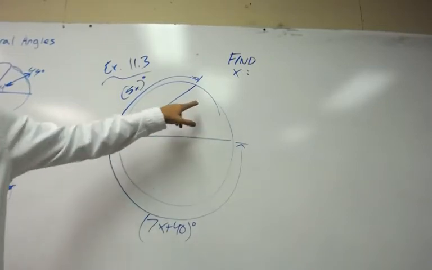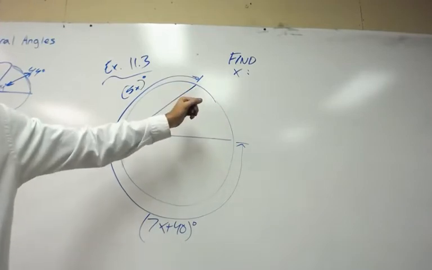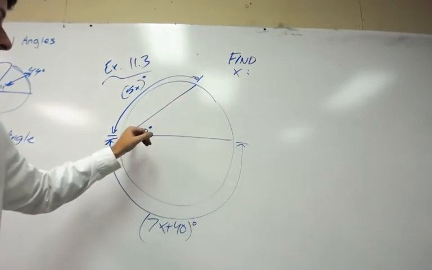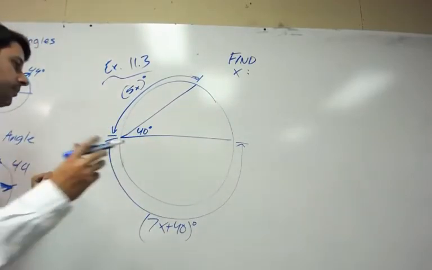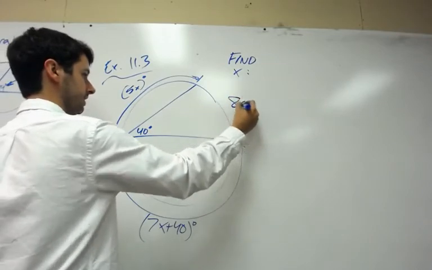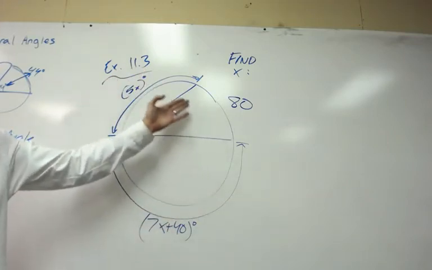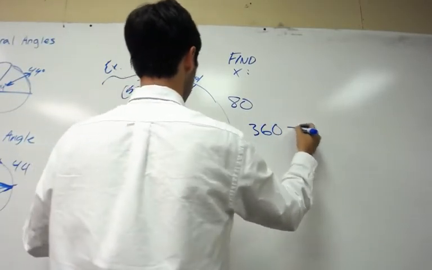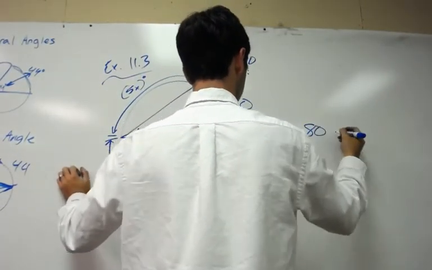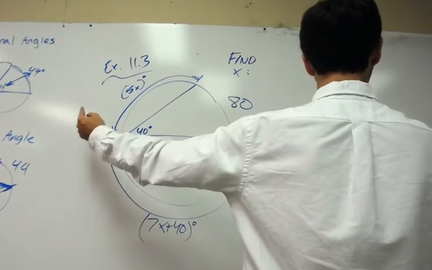This is an inscribed angle to its intercepting arc right here, the remaining part of the circle that we need to know. So if this is half of this arc, that means we just need to multiply it by 2 to figure out the arc, so multiply by 2, that's 80. And then we know that there are 360 degrees in a circle, so 360 equals 80 plus 7x plus 40 plus 5x.